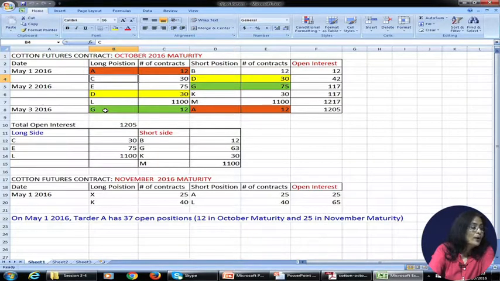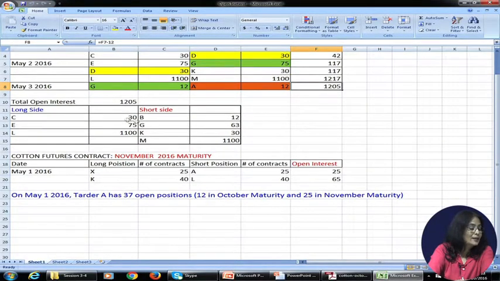Now on May 3rd, suppose G, who had earlier taken a short position, would like to square up its position, but not fully, only partly. Let's say G would like to square up 12 contracts, and who is the counterparty? Like G, A is also interested to square up its position. So A had earlier taken a long futures contract. It will be able to square up its position by taking a short futures contract. So what happens to the open interest at that point of time? Open interest is 1205. So how exactly is this 1205 calculated?